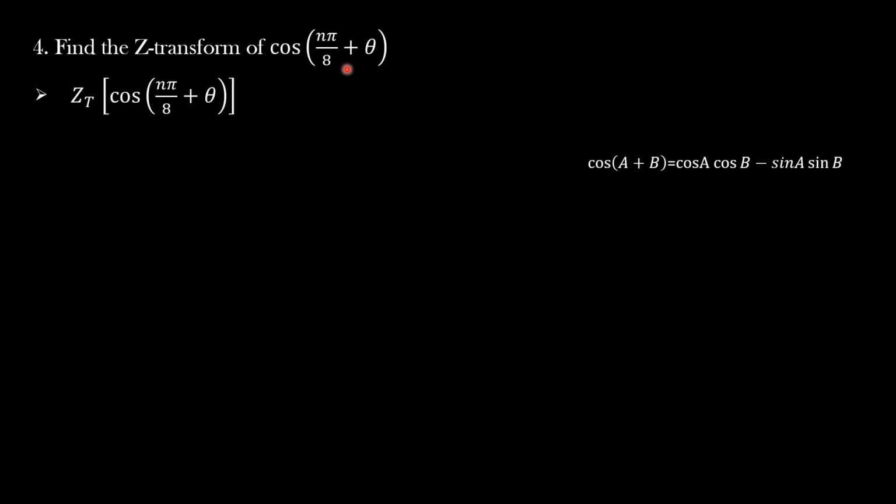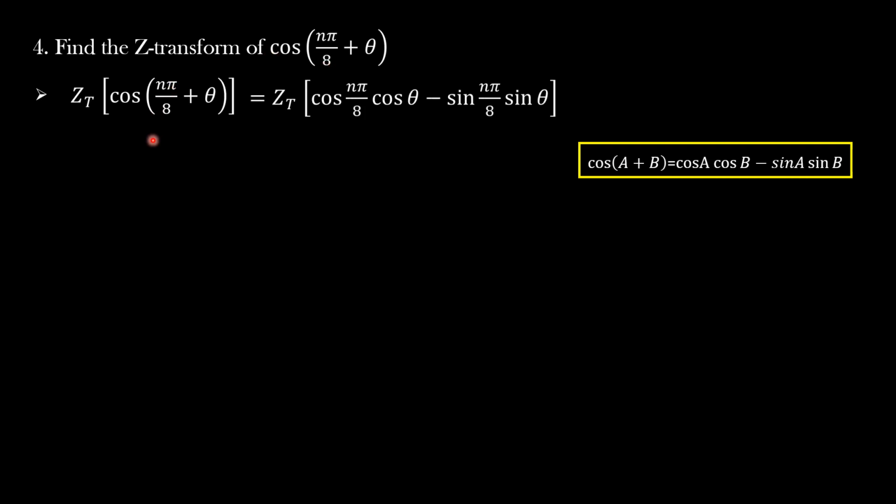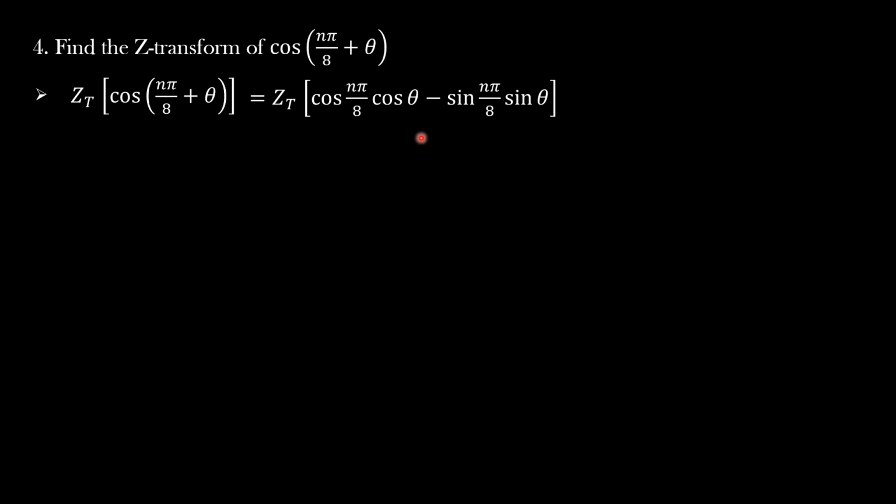By using cos of a plus b, the Z transform of cos of n pi by 8 plus theta can be written as Z transform of cos of n pi by 8 into cos theta minus sin of n pi by 8 into sin theta. By using the linear property, the above equation reduces to cos theta into Z transform of cos of n pi by 8 minus sin theta into Z transform of sin of n pi by 8.